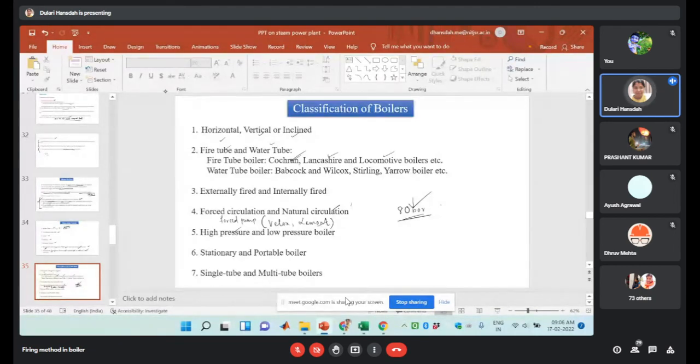Stationary and portable boiler. So stationary means it is fixed in the industries itself. So that is your stationary boiler. Portable boiler means it can be carried to different places. So locomotive boilers are examples of your portable boilers. So next one is the single tube boiler and multi-tube boilers. As per the number of tubes, the boiler is classified as single tube and multi-tube boilers.